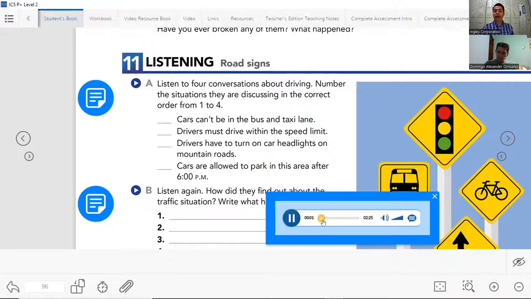Page 96, exercise 11. Situations they are discussing in the correct order from one to four.